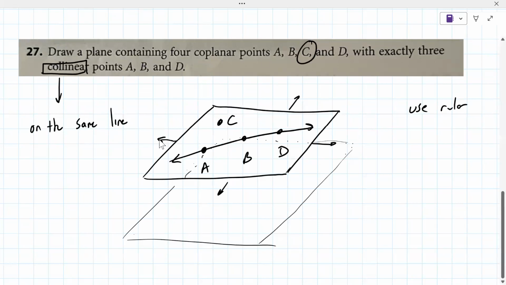So when your teacher grades this, let's just say this is a test question, they want to see a plane, they want to see a line, and they want to see a point not on the line, and you do have to label all three of them. You could even get into making sure you're using capital letters for them. You have to be consistent.